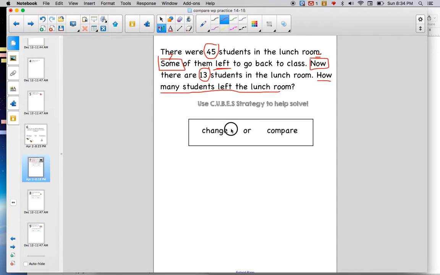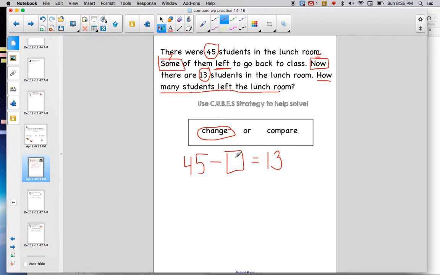So this is a change problem, because all that happened is I started with some students, some left, and now I have 13 students in the lunchroom. I'm not comparing and figuring out who has more. So now I can go on to my S, my solve. Step 1 of solving is write an equation. So it started with 45. Some of them left, so some went away. Remember that was take away from my pile. And I don't know how many went away. And now equal sign. There are 13 students left.